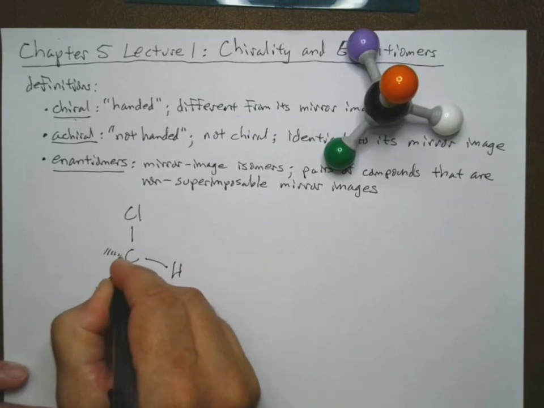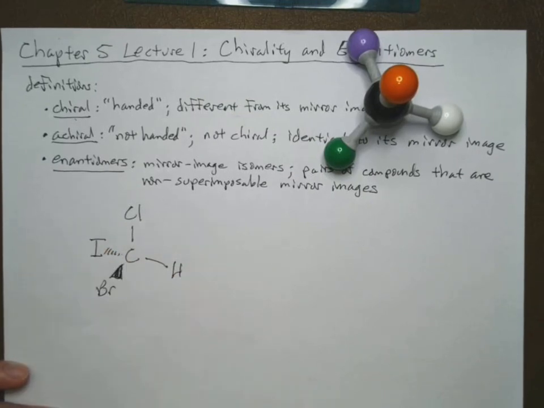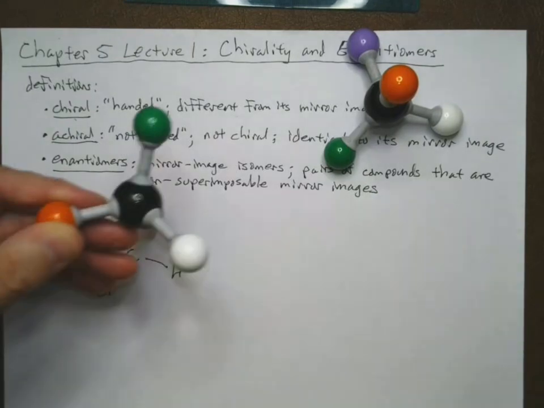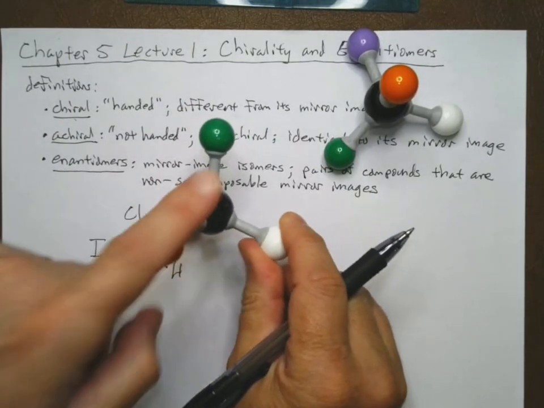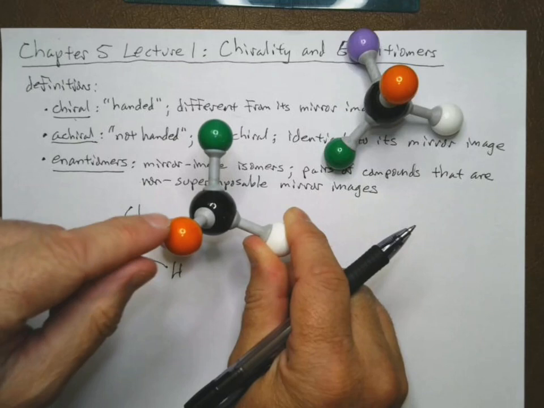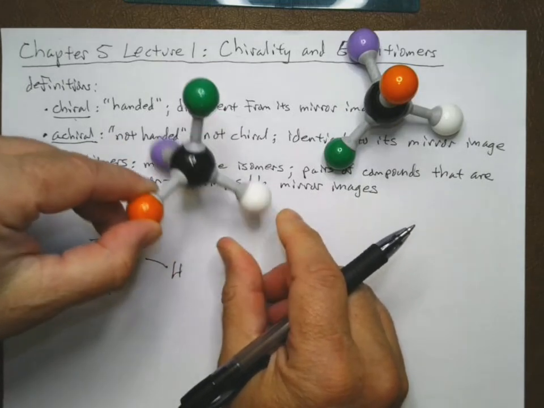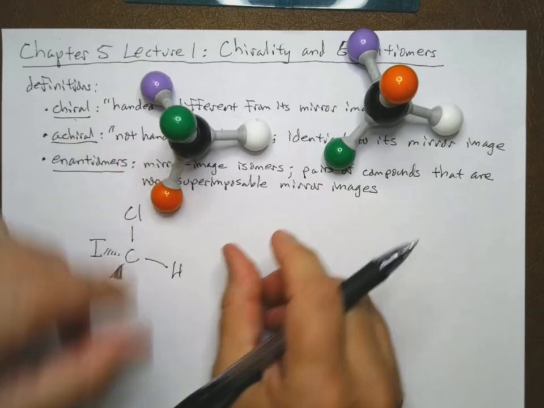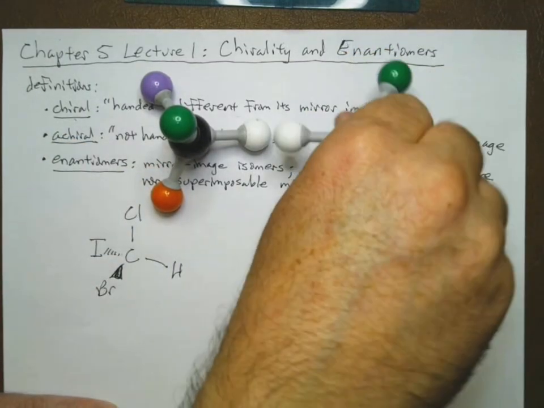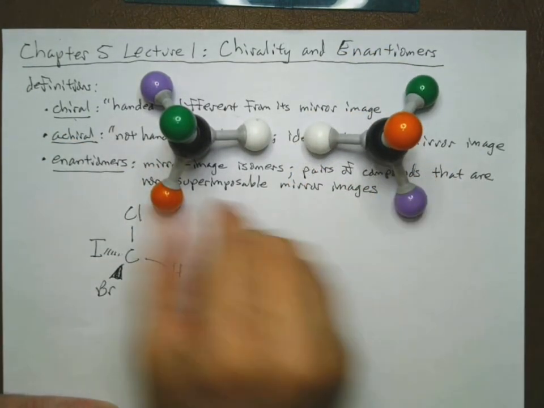And then going back away from us is an iodine. So here is that. Chlorine, carbon, hydrogen in the plane, bromine out front, iodine in the back. So I'm just going to place it right there, and I have made its mirror image.